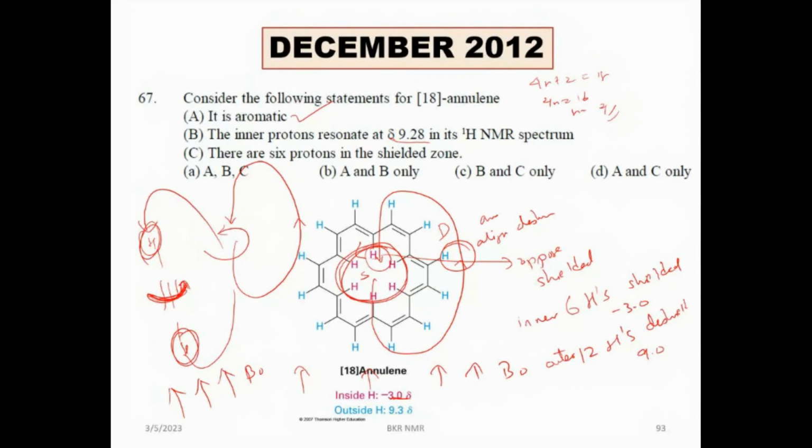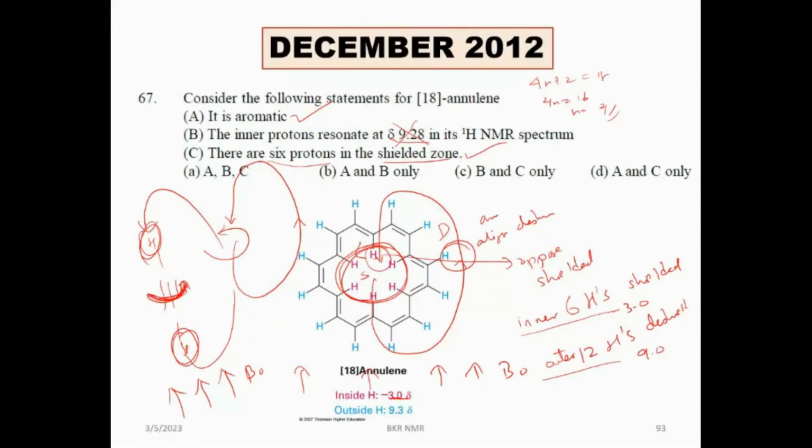So now you can see that even if asked this way, you should be able to answer. Inner hydrogen should be shielded and outer should be de-shielded. No, inner should be shielded. The 6 protons, the inner protons, it means the shielded zone. I agree. So options A and C are the right answer.